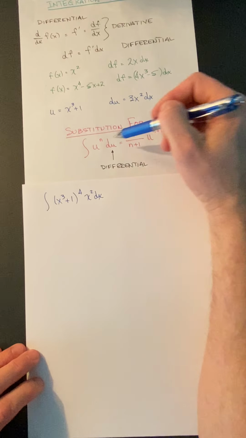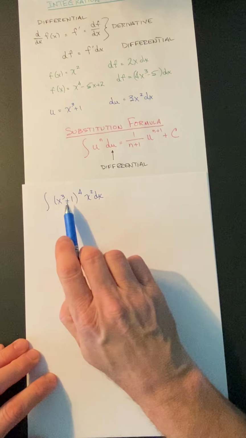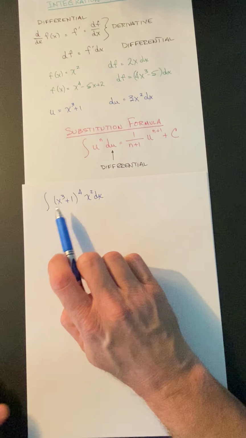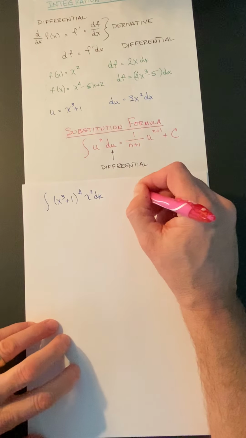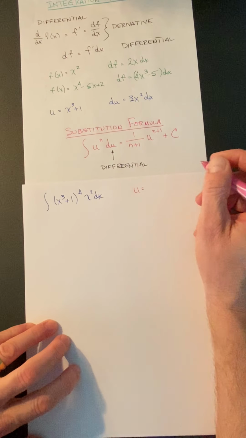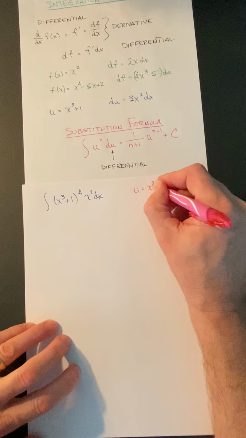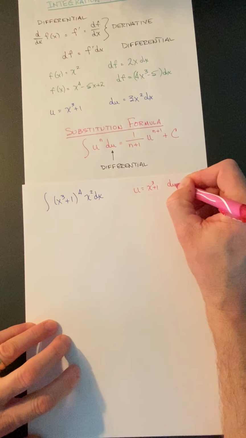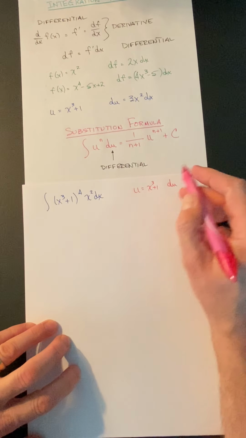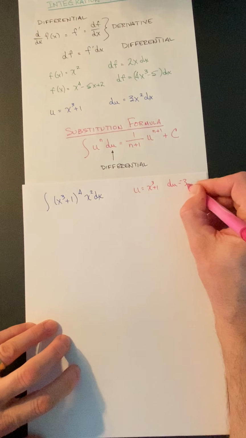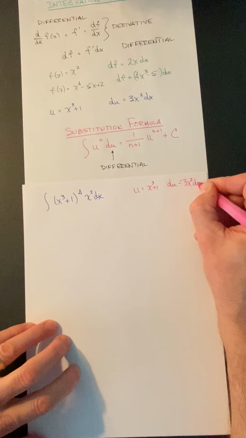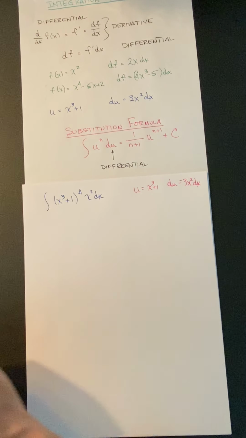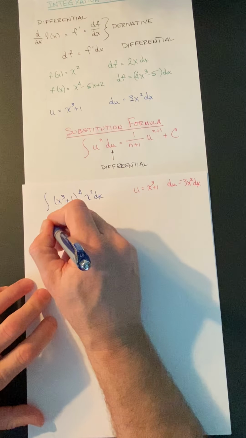Now, I've kept my formula up here. It looks like I've got u to a power, so let's see what we can do. If I take u and make it equal to x cubed plus 1, then that says du would have to be what? 3x squared dx, okay?